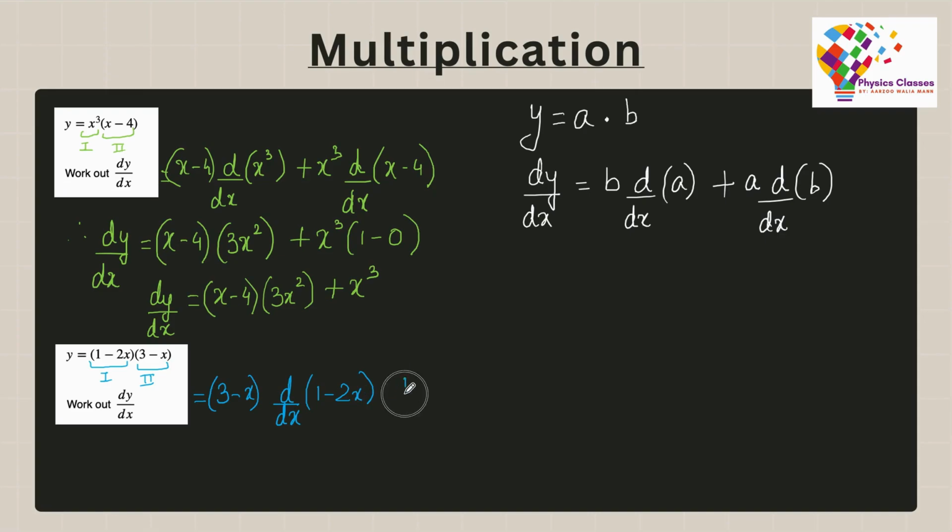So my final answer over here comes out to be minus 2 times 3 minus x minus 1 times 1 minus 2x. This is how we will use the multiplication rule. We keep the first function, we take the derivative of the first function by keeping the second constant, plus we do the derivative of the second function by keeping the first one as constant.